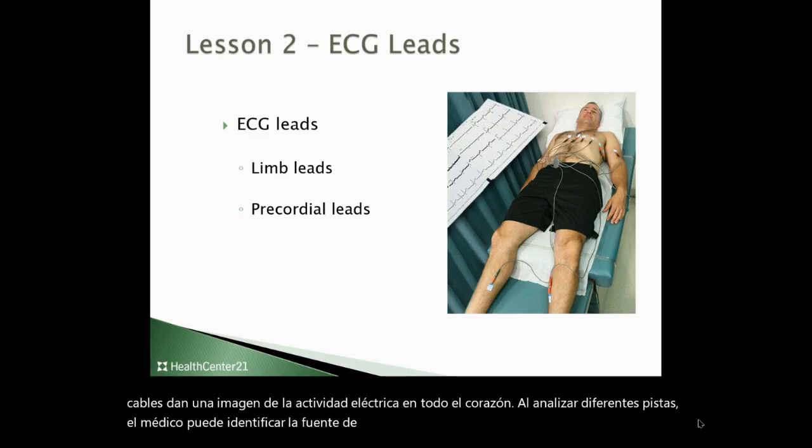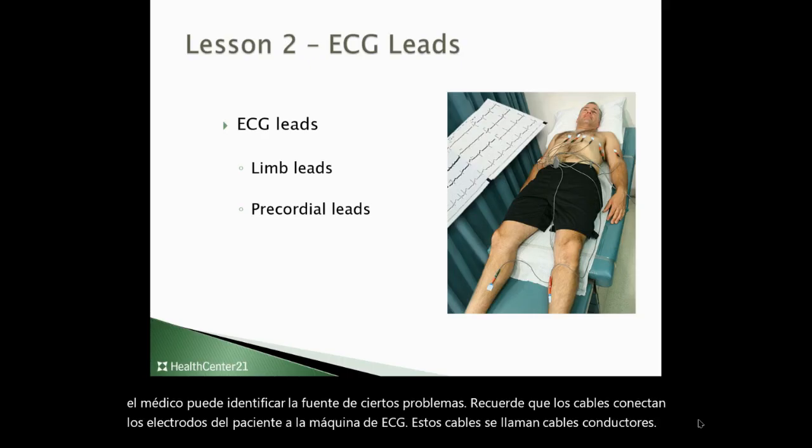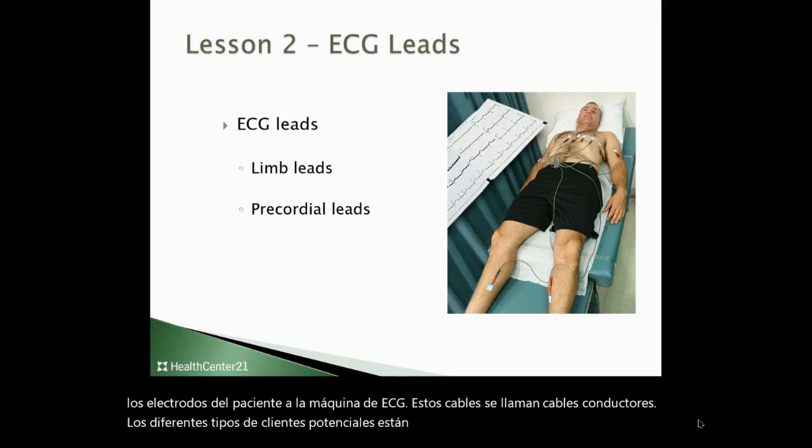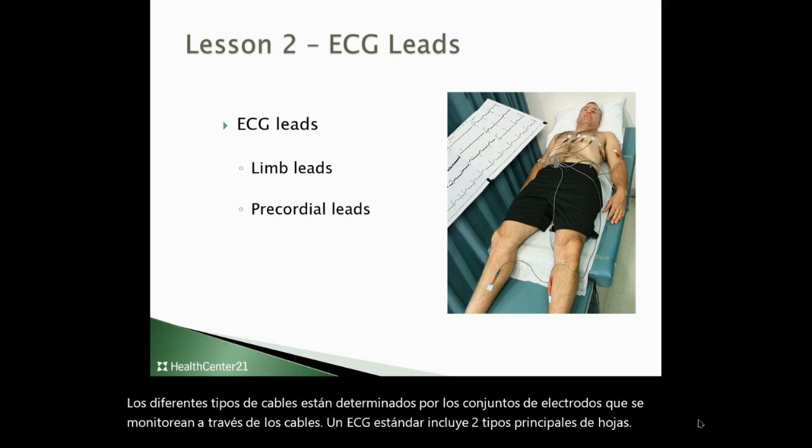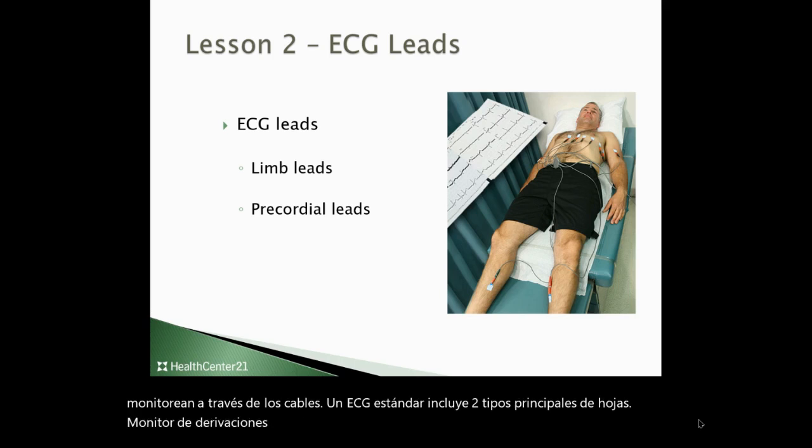Recall that wires connect electrodes on the patient to the ECG machine. These wires are called lead wires. Different types of leads are determined by which sets of electrodes are monitored through the wires. A standard ECG includes two main types of leads. Limb leads monitor electrodes placed on the arms and legs. Precordial leads monitor electrodes placed on the chest.